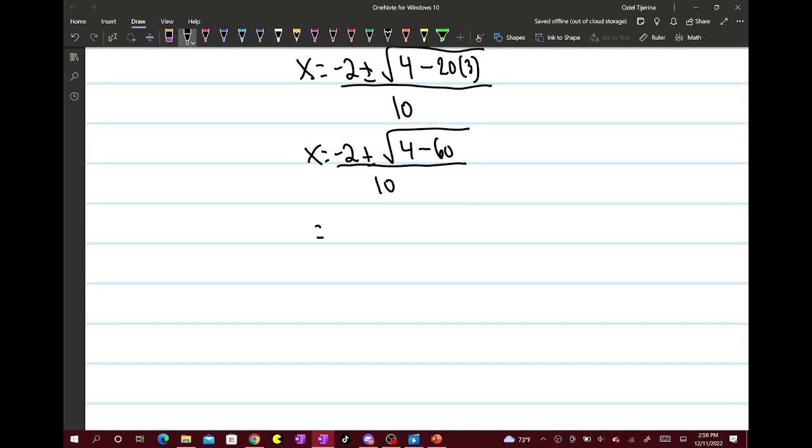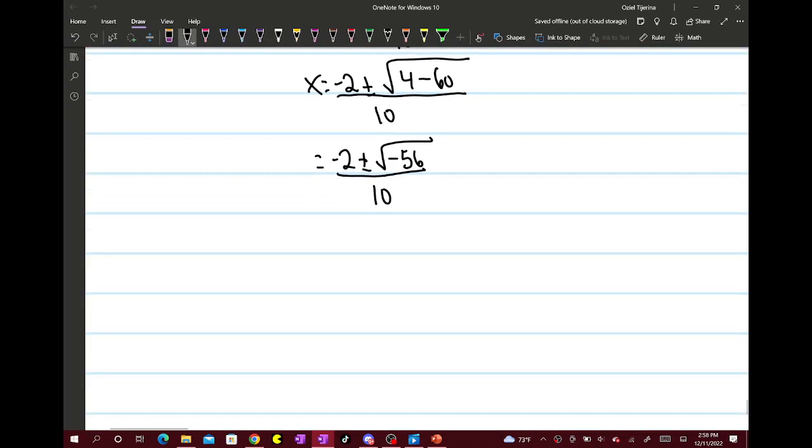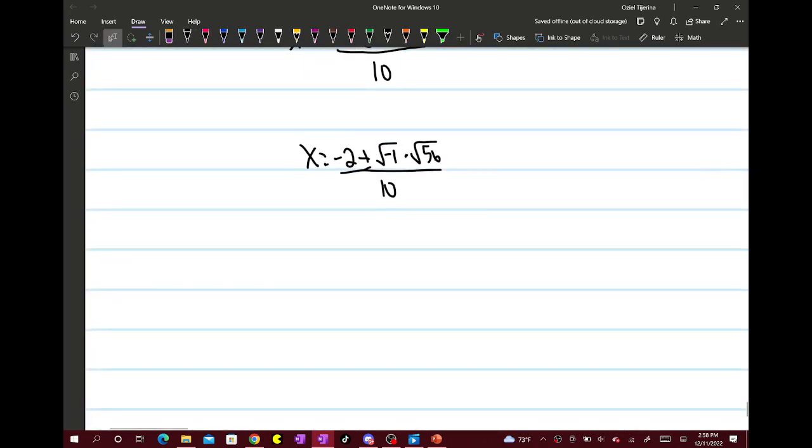This is x equals -2 plus or minus the square root of 4 minus 60, all over 10. And then this equals -2 plus or minus the square root of -56, all over 10, right? Then x equals -2 plus or minus the square root of -1 times the square root of 56, all over 10. So then this becomes x equals -2 plus or minus, and like I said, the square root of -1 is i, so plus or minus i.